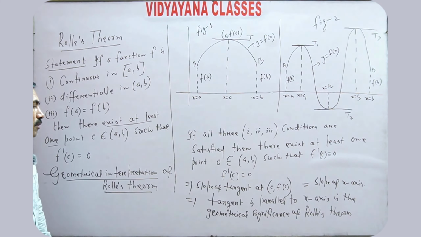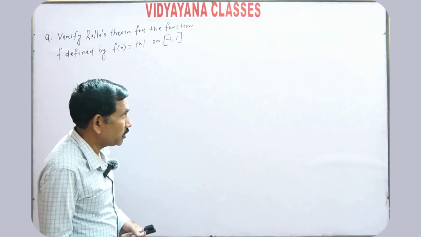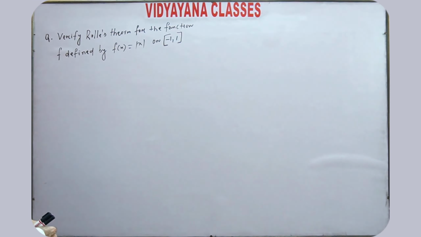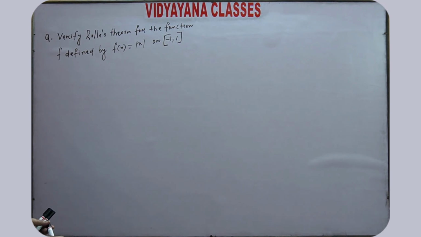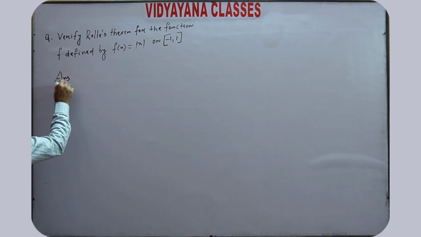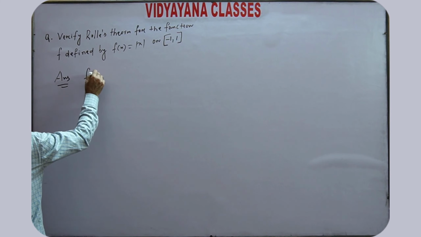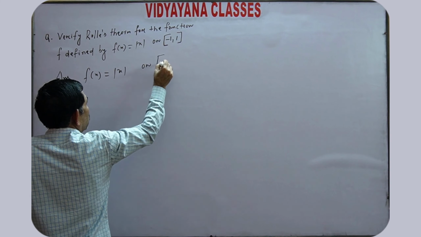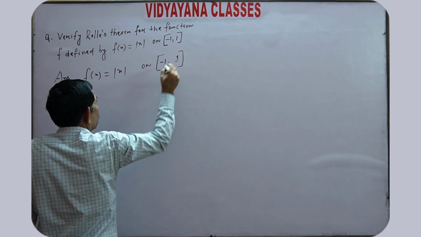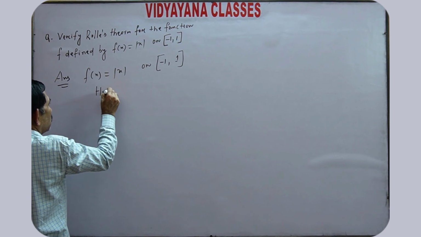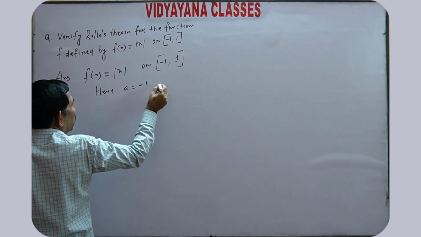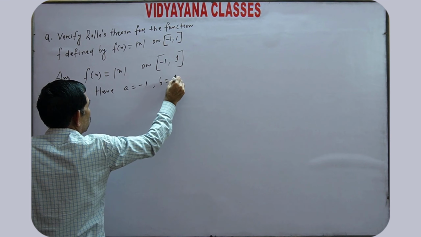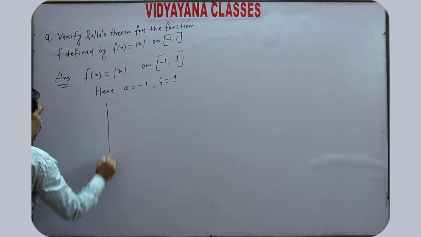Here, first question, verify Rolle's theorem for the function f defined by f(x) equal to mod x on closed bracket minus 1, 1. Answer, the function f(x) is equal to mod x on closed bracket minus 1 to plus 1. Here a is equal to minus 1 and b is equal to plus 1. Graph of the function.